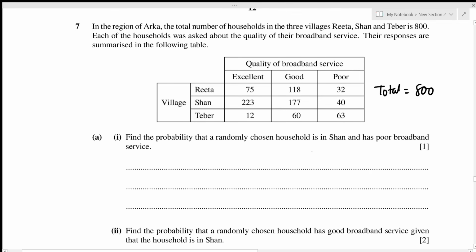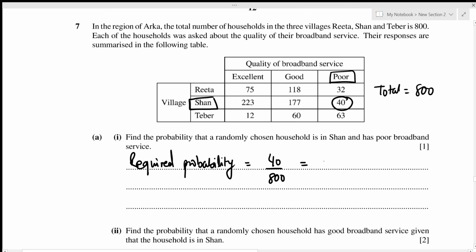Alright, so the required probability here is that the household is in Shan. So we're considering this value, and has a poor broadband. So poor broadband is right here. So we're looking at the intersection of these two events, which is given by 40. So that's 40 out of 800, which gives us the probability of 0.05.